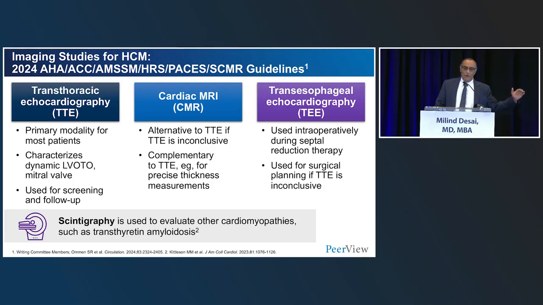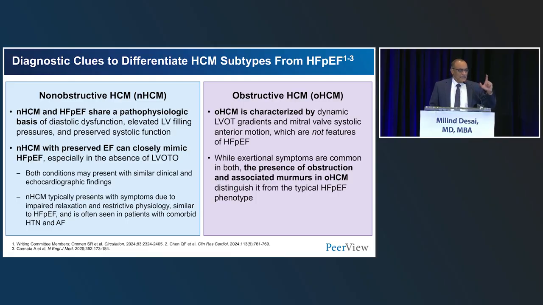Scintigraphy, so technetium pyrophosphate scanning has come to the forefront now for identifying phenocopies. It is absolutely step one. Once you make the diagnosis of HCM, it is important to distinguish between obstructive and non-obstructive phenotype, because for sure, the long-term outcomes of obstructive phenotype are worse, and we have highly effective medical and invasive therapies.